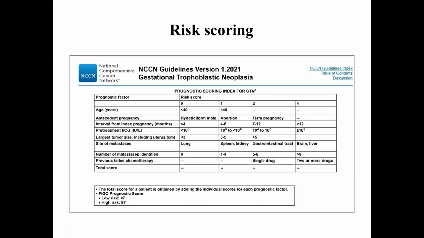spleen or kidney, it is 1. GI tract, it is 2. And if it is a brain metastasis or liver metastasis, it is the worst prognosis. So it has a score of 4. Number of metastases is also important, and previous failed chemotherapy cycles. So after that, if the score is less than 7, it is low risk. And if it is 7 or more than 7, it is high risk. Now, how will you manage a case of GTN with this scoring?